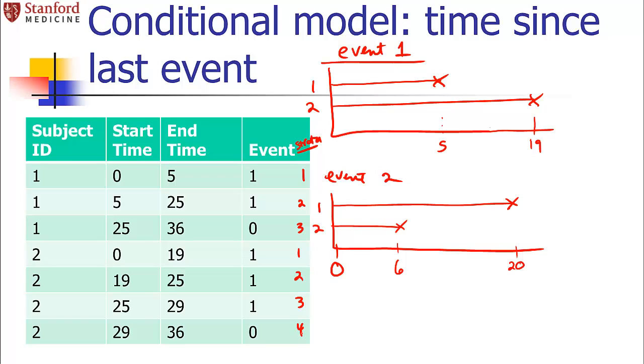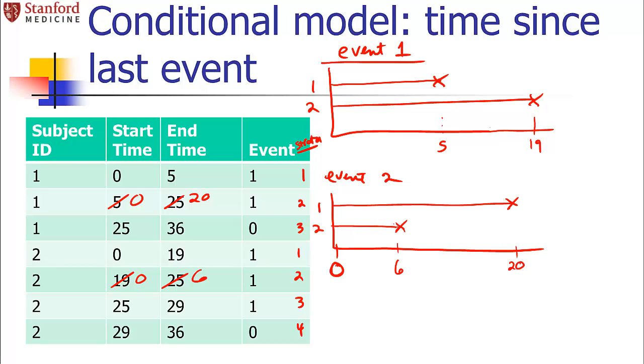So for event 1, person 1 is at risk for event 1 from 0 to 5 months into the study, and person 2 has their first event 19 months into the study. Then we restart the clock. So now it actually takes 20 months for subject 1 to have the event again. So we start the clock again at 0, and they have their second event at 20 months. Subject 2 here, if we restart the clock at 19 months, only took 6 months to have their second event.